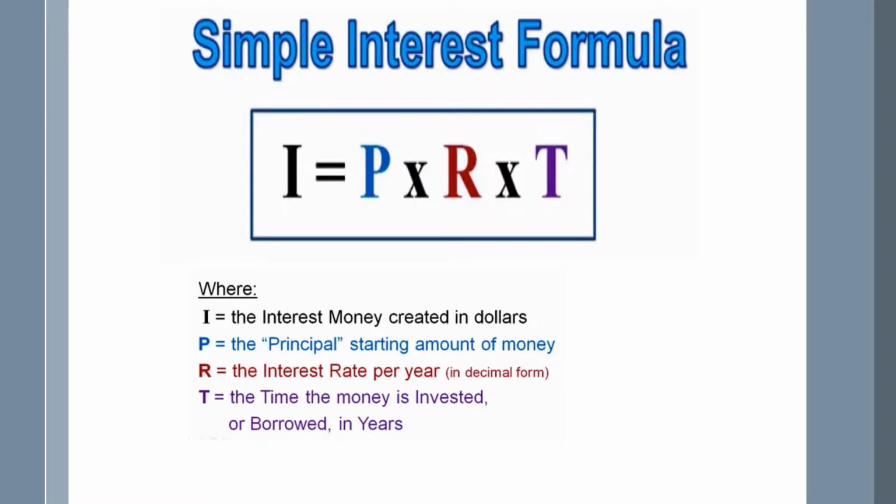So the formula for simple interest is principal into rate into time. Interest is the money credited, in dollars or rupees. Principal is the starting amount of money. Rate is the interest rate per year. Time is the time the money is invested or borrowed. Okay, so this is the introduction of simple interest, students.